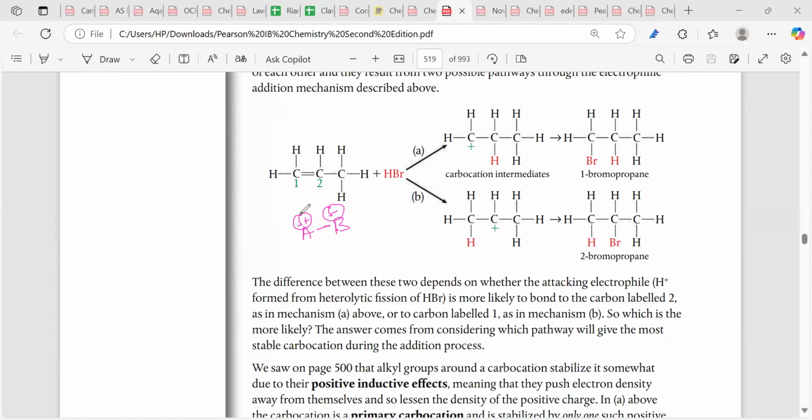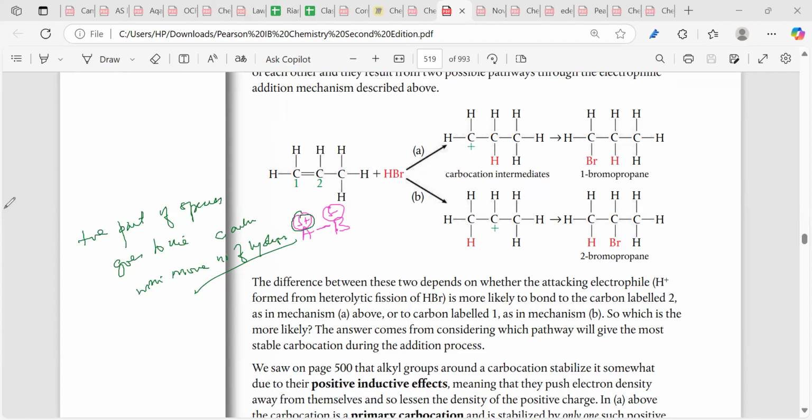The positive part of the species goes to the carbon with more number of hydrogens. Is it clear, everybody? Have you written this? Noor, understood this thing? Ashvi understood? Eunice, Leslie, got it? When you're adding AB, the positive part of the species goes to the carbon with more number of hydrogens.